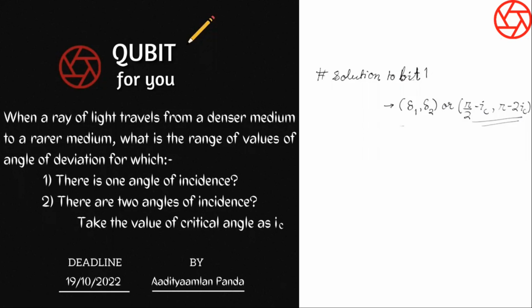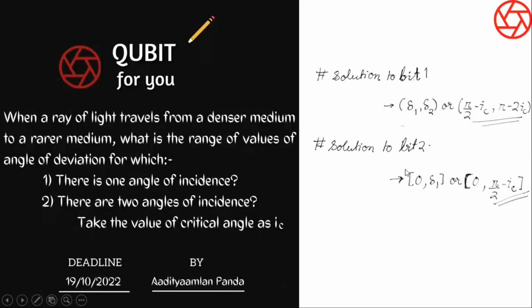Now solving the second bit, here the graph is forced to be many-one because there should be two angles of incidence for every angle of deviation, and here it is going to be in the interval closed bracket 0 to closed bracket delta 1, or closed bracket 0 to pi by 2 minus IC. So that was the solution of the question itself.